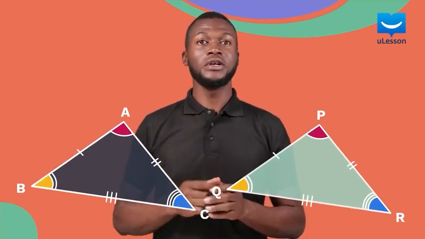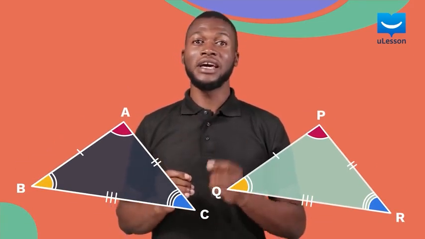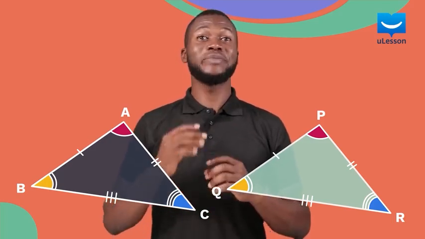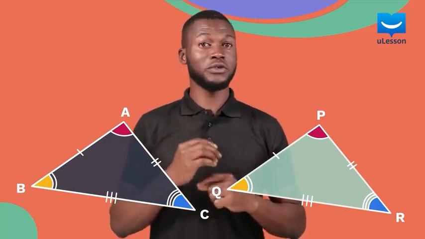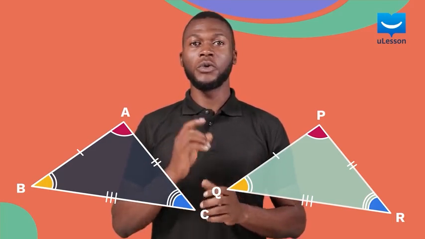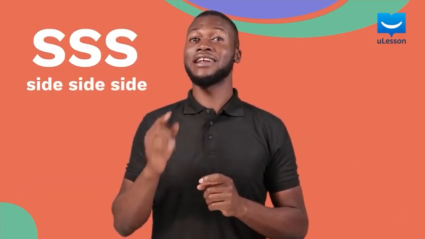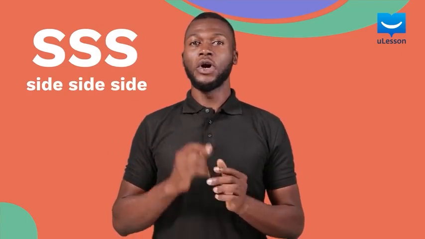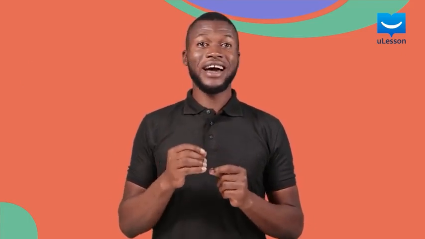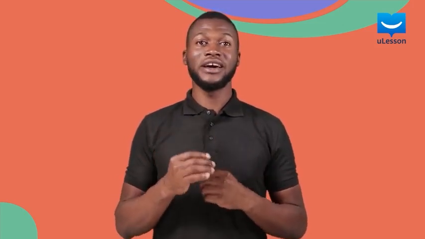PR. So the first way we find out if two triangles are congruent is by checking if the sides of both triangles are congruent. We call this SSS, short for side, side, side. Once you can show that the sides are equal, it means corresponding angles are also equal. There are other ways to check that two given triangles are congruent.